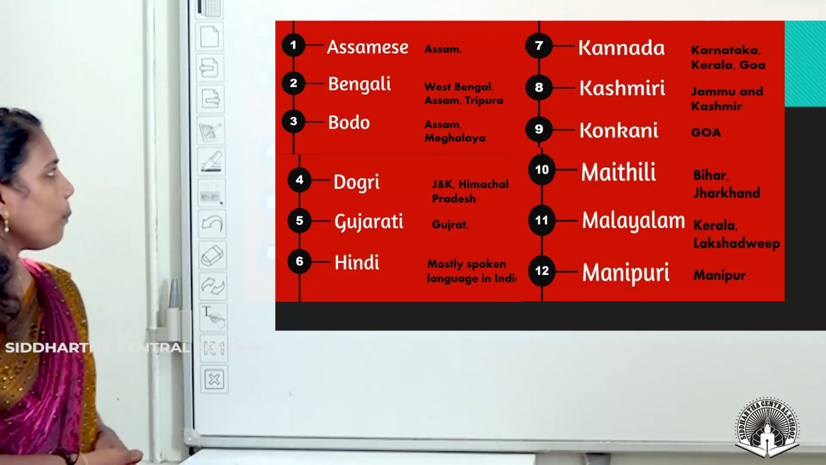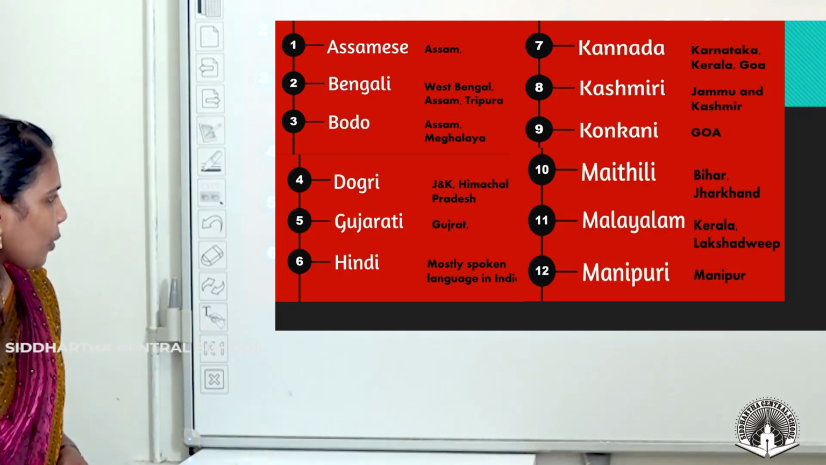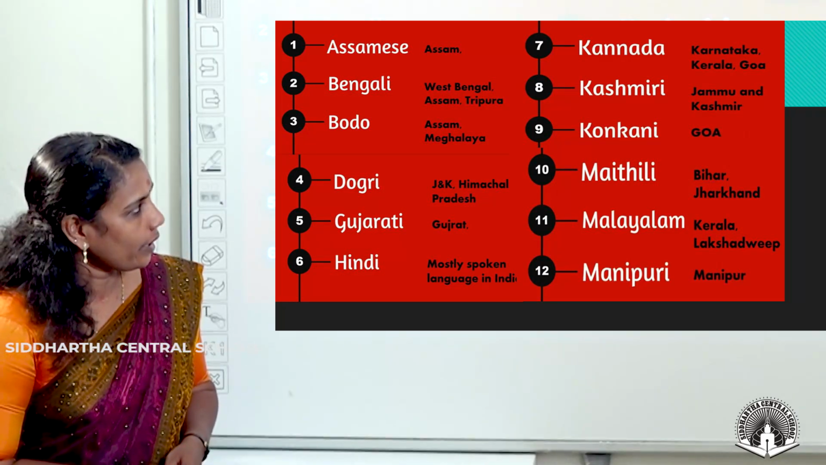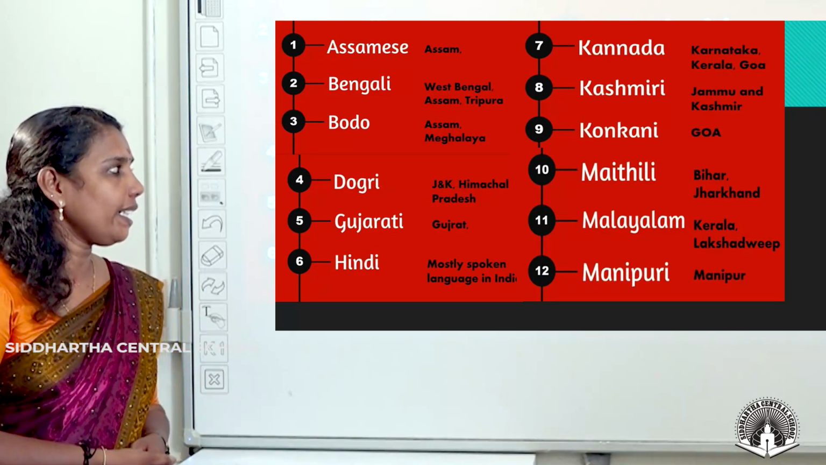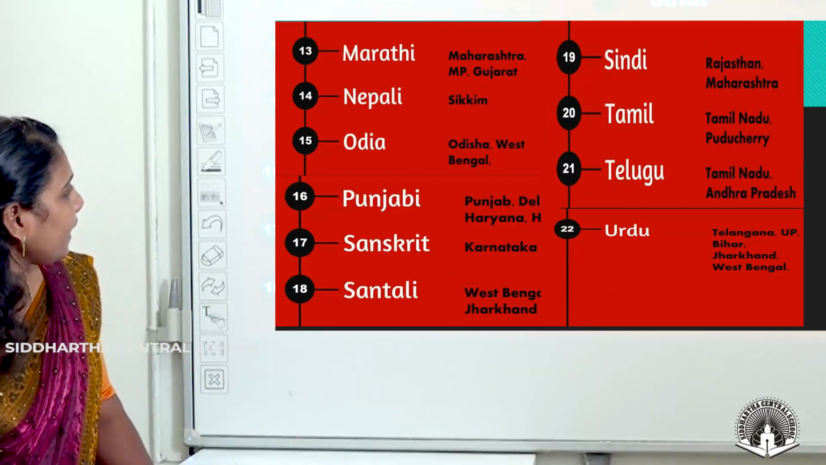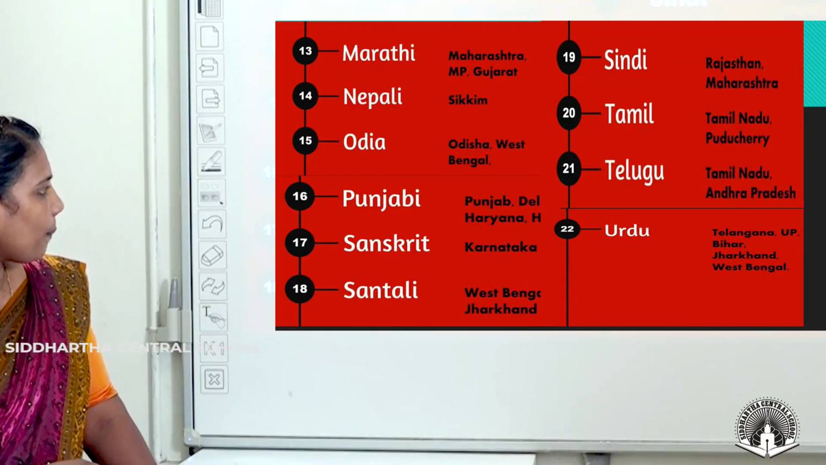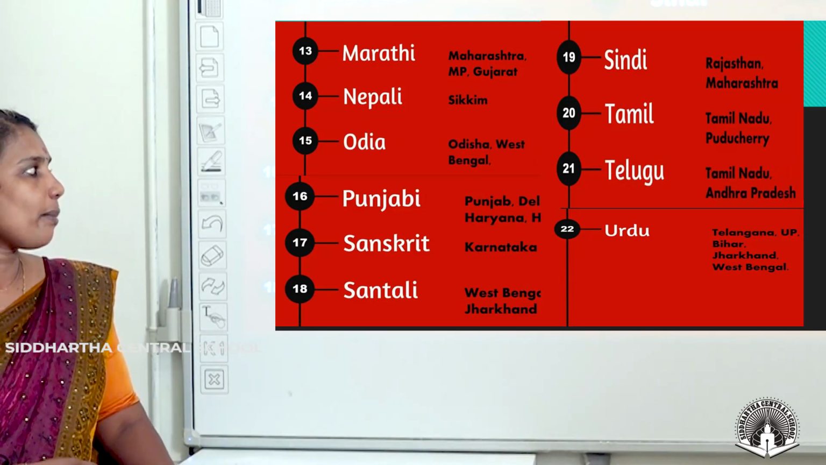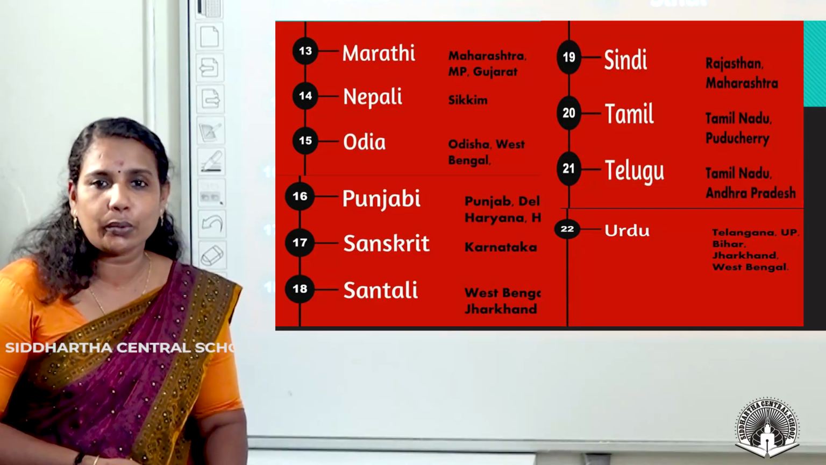Assamese, Bengali, Bodo, Dogri, Gujarati, Hindi, Kannada, Kashmiri, Konkani, Maithili, Malayalam, Manipuri, Marathi, Nepali, Odia, Punjabi, Sanskrit, Santhali, Sindhi, Tamil, Telugu and Urdu.